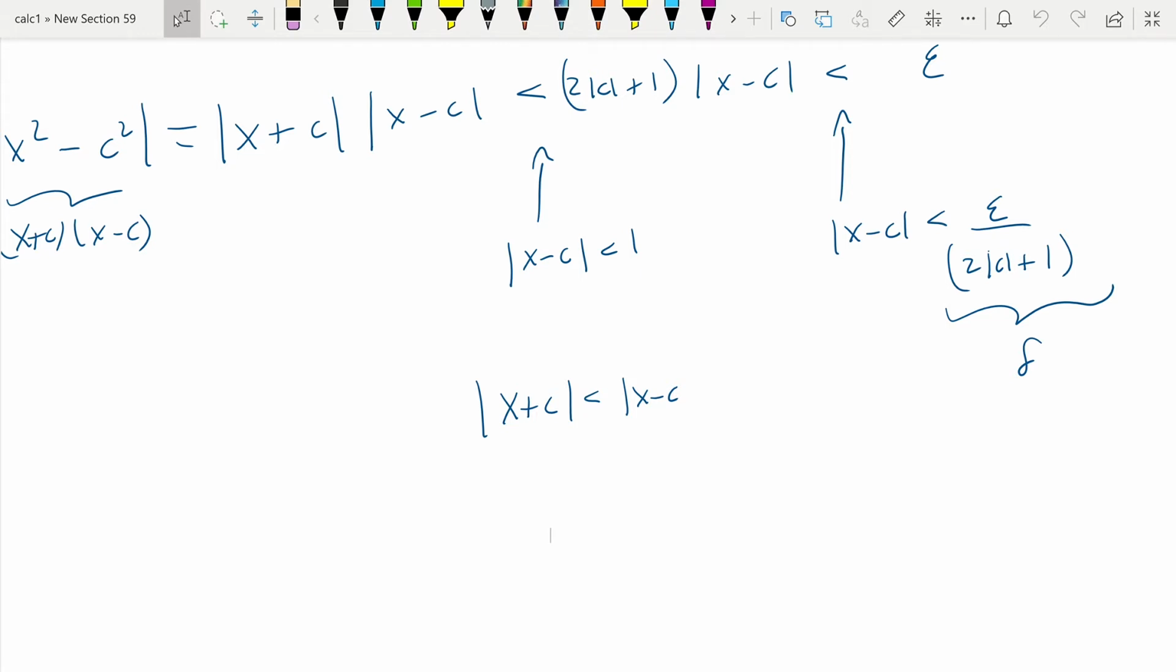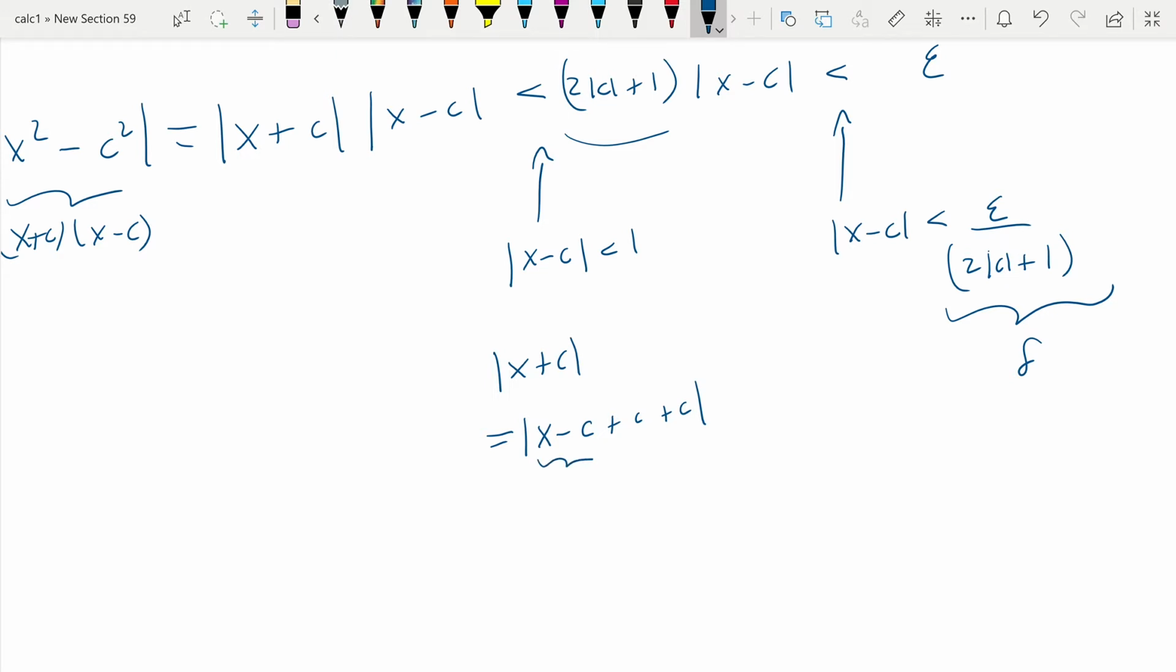So let's go back a little bit. What I was trying to explain now was the step here. I mean, when I said that this quantity here was smaller than 2 times the absolute value of c plus 1, provided that the absolute value of x minus c was less than 1. And this followed from the triangle inequality, because x plus c is the same as x minus c plus c plus c.